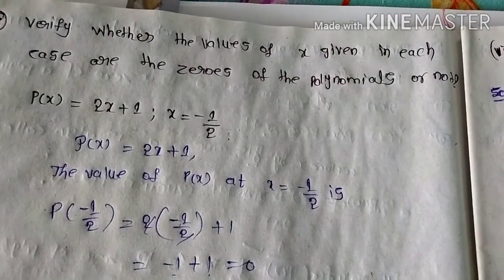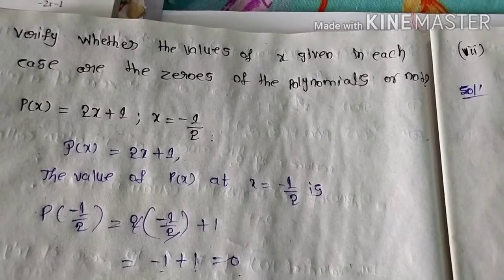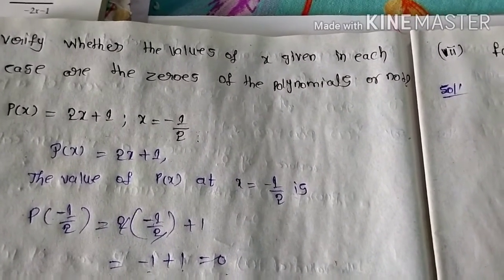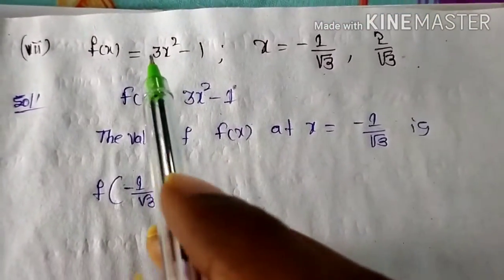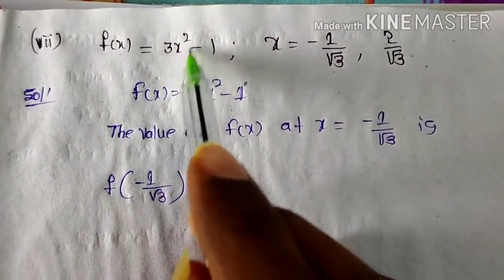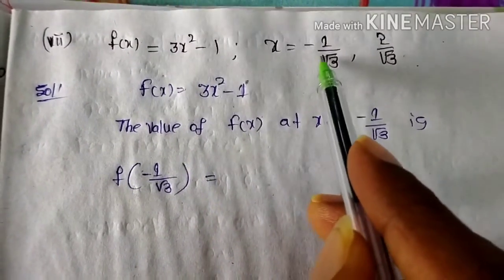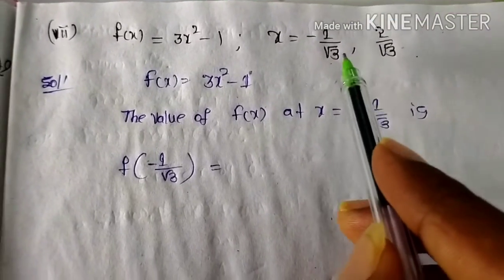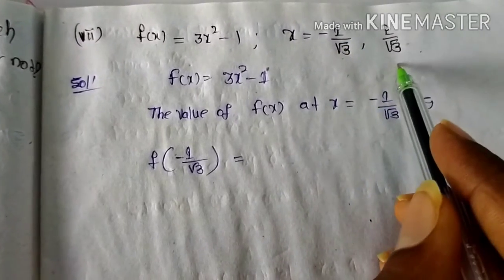Now you can see here another one. Verify whether the values of x given in each case are the zeros of the polynomials or not. Just we need to check whether it is 0 or not. Now you can see a problem. What is the given polynomial? See, f of x is equal to 3x square minus 1. x is equal to minus 1 by root 3, x is equal to 2 by root 3. That means they have given two values of x. We need to check whether the two are zeros or not.